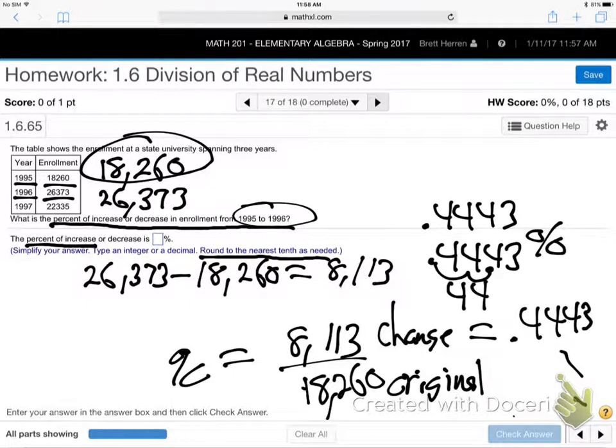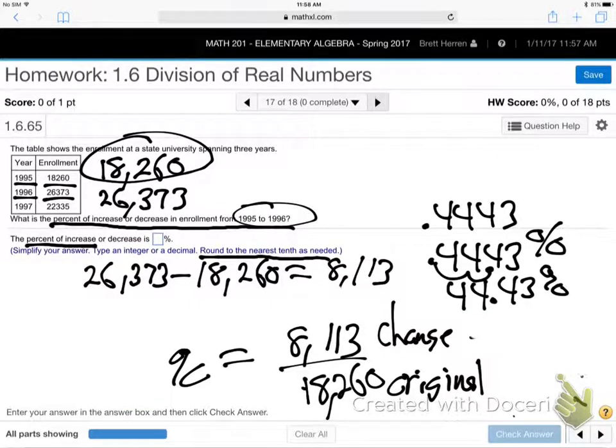Okay, so now it's 44.43%, but again, I'm running out of room. Let me erase this. It's 44.43%, but I'm not quite done. I'm supposed to stop right here because that's the tenths place. You know how the places go? Tenths, this would be the hundredths. They don't want me to go that far, right? They say round to the tenth.